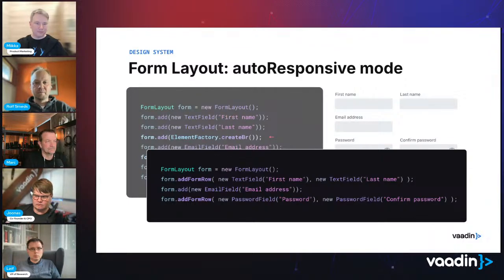So when you add a form row to your form layout, you define a form that says, if there's enough space, render these fields on the same row in multiple columns. And of course, the old form layout model is still the default, and it's still available, and it's not going away anywhere. But you can switch to this new model by enabling the auto-responsive mode.